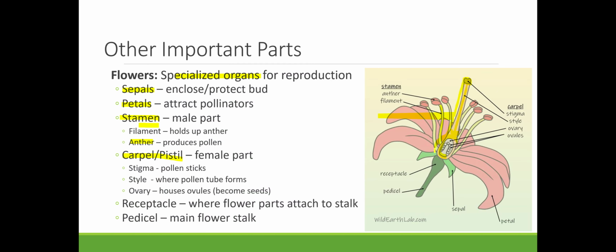Now at the very bottom, this whole structure here is the ovary. Remember that the ovary is what becomes the fruit. And inside of the ovary are the little ovules. And once fertilized, they are what will become the seeds. And so remember, the purpose of the fruit is to protect the seeds that are inside of it. And then a couple other parts. We have the receptacle, which is just where all the flower parts come together and they attach to the stalk, known as the pedicle. Okay.